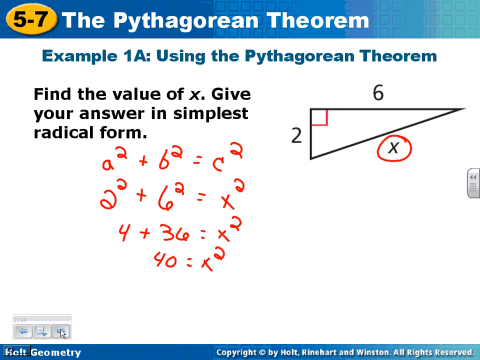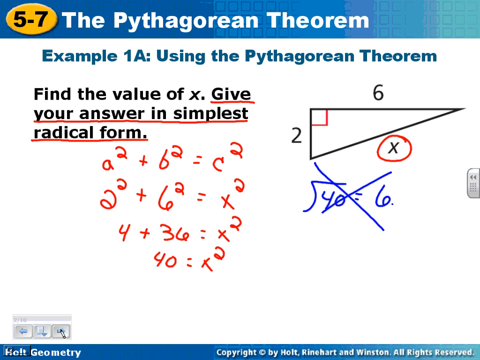Now, I know you can put the square root of 40 into the calculator and it would be 6 point something. But that's not what I want. I don't want the decimal. Look back at your directions. Give your answer in simplest radical form, which means leave it as a square root, a simplified square root.